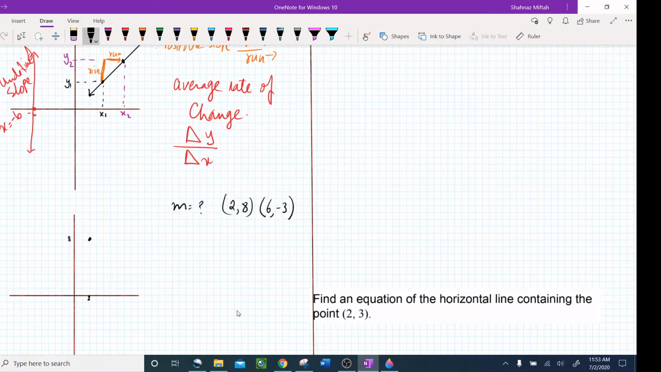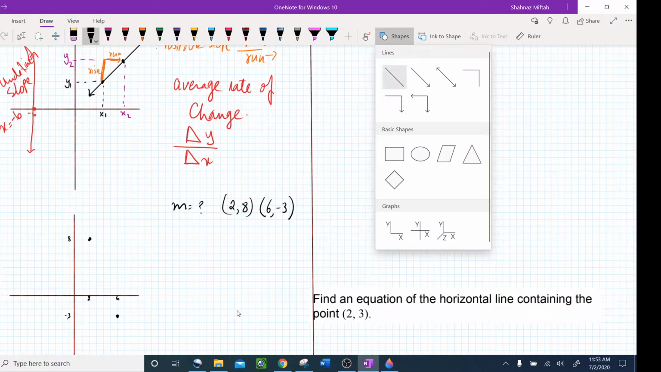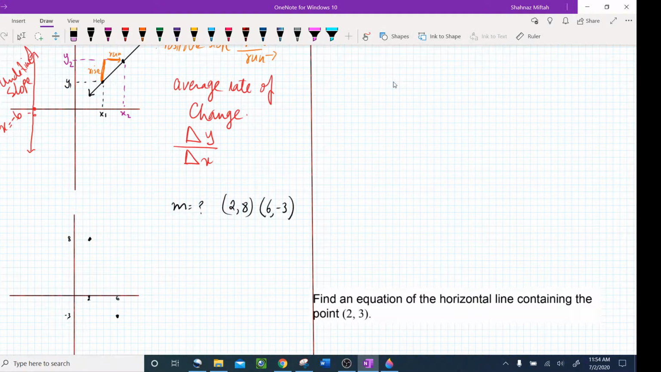Now (6, -3). So 6 is x: 1, 2, 3, 4, 5, 6. And -3: 1, 2, and 3, and you know that's -3. So I have 1 point right there, and I have another point there. To graph the line, you connect these 2 points right there.